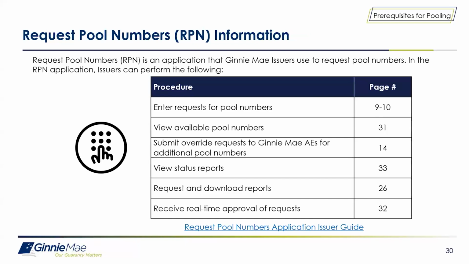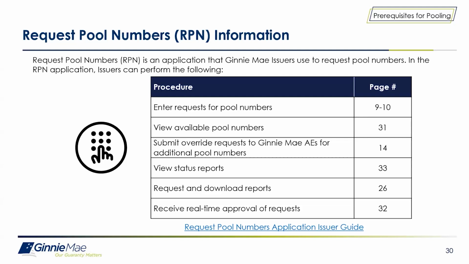Okay, just some info. Basically, we set this up like we did the CM. It just tells you what you can see on the pages in the user manual. And request pool number is an application that Ginnie Mae issuers use to request pool numbers. In the RPN application, issuers can perform the following: enter a request for pool numbers, view available pool numbers, submit override, view status report, request and download report, and receive real-time approval of request.